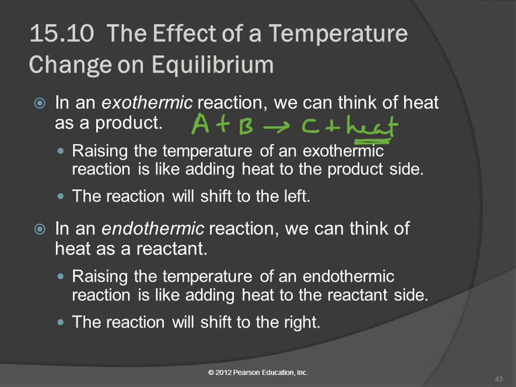In an endothermic reaction, we can think of heat as being one of the reactants. So A plus B plus heat goes to C. A, B, and C could be just about anything. You put energy in when the reaction proceeds. So if you raise the temperature, that's like adding heat. It's like adding a reactant, right?